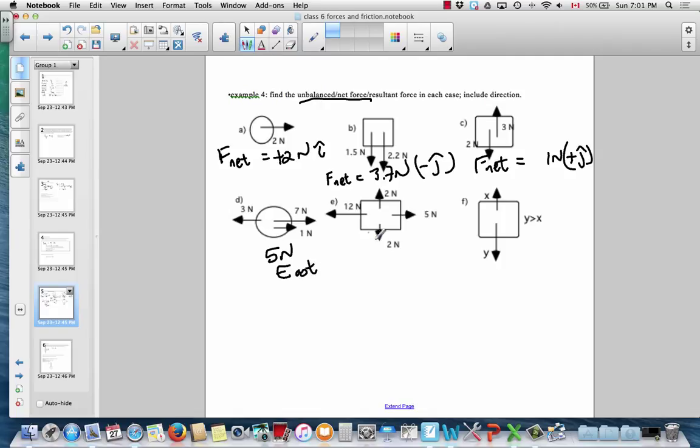Here the up and down forces cancel, but we have 7 newtons to the minus i, or westerly. Now here there's no numbers, we're going to have to do it algebraically. So we're going to subtract. We're told that y is the bigger one, so the net force will be y minus x, and the net force will be directed downwards.